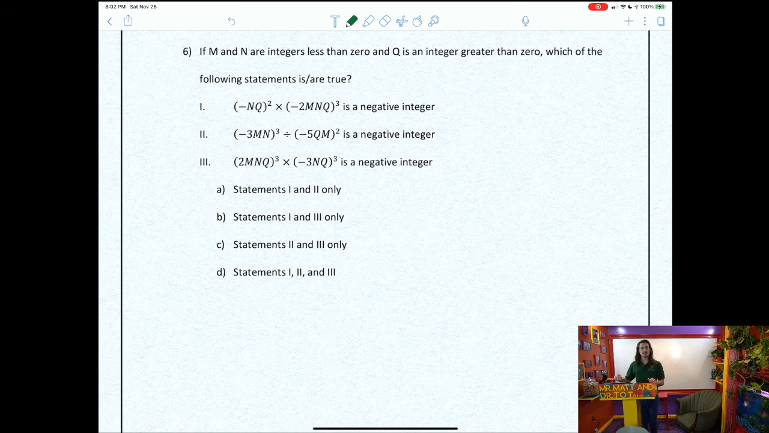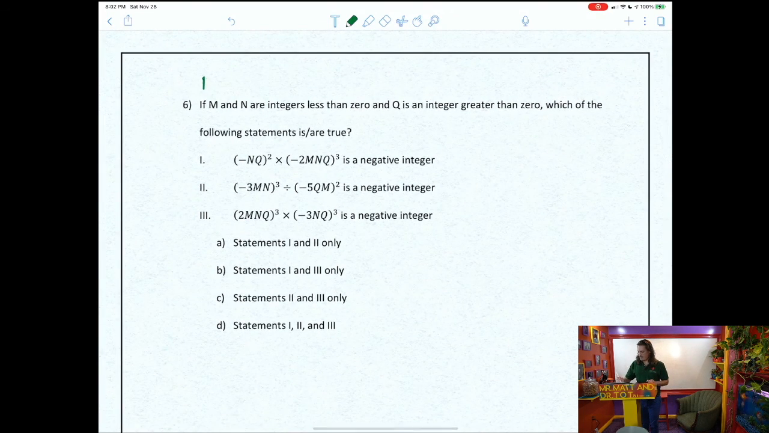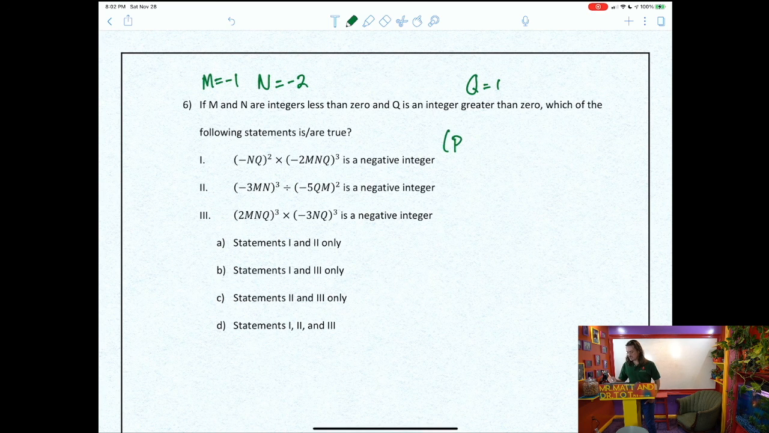So we're working with the same domain as we've been with 4 and 5. So again, we could use maybe negative 1 for m, negative 2 for n, and positive 1 for q. Thinking conceptually here, statement 1, we have negative n. So that's going to be a negative times a negative value. So a negative negative is a positive. So negative n is going to be a positive, times q is a positive, quantity squared, times negative 2, which is negative, times m, which is negative, times n, which is negative, times q, which is positive, quantity cubed.